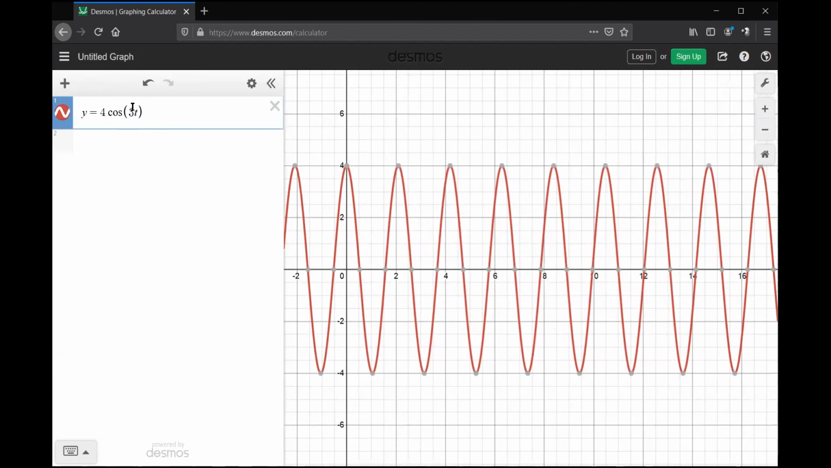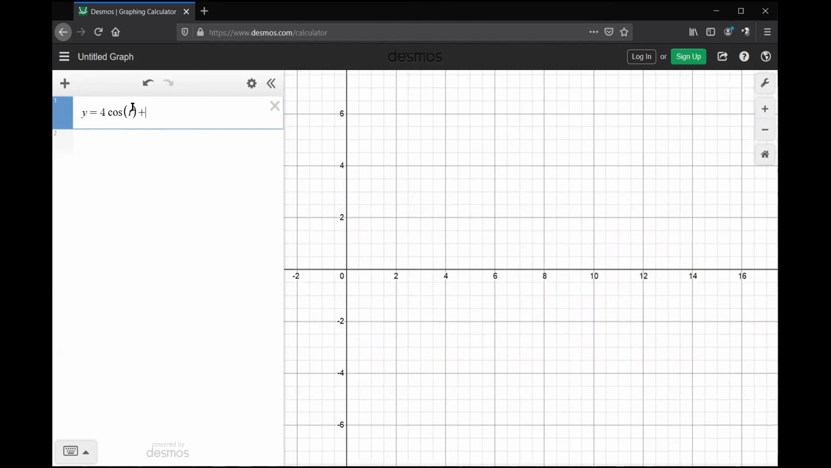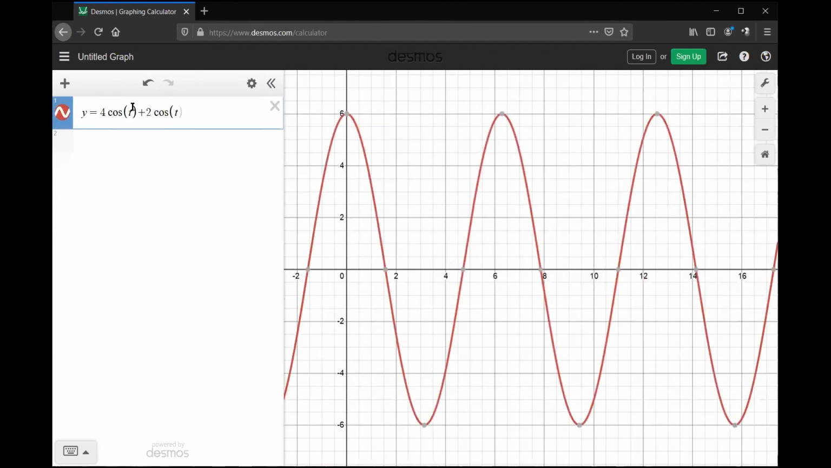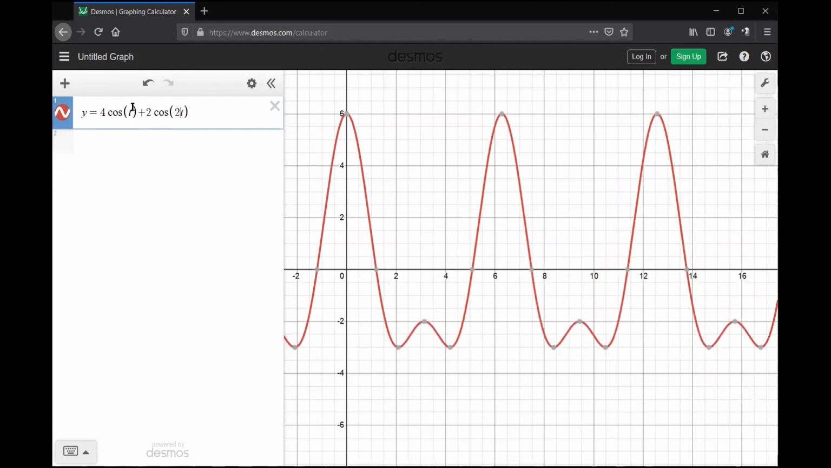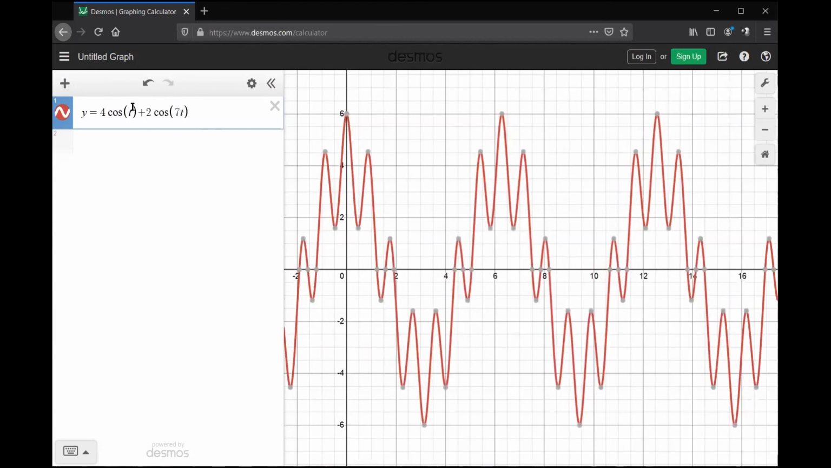Now, let's see what happens. Actually, I'm going to decrease this a little bit. What happens when I add something to it? How about 2 cosine of, now, if I just do t, all I'm doing is increasing the amplitude because these are the same frequency. So this is the same thing as like 6 cosine t. But if I change this, now I modify the waveform. If I change it to 3, you can get some really interesting shapes.